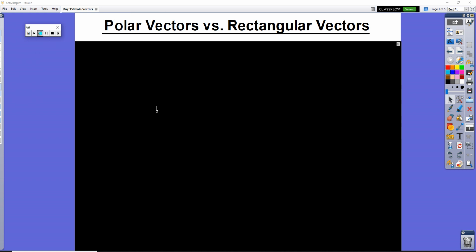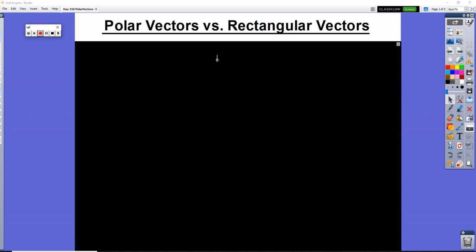In today's notes, we're going to take a look at one of the most challenging things in this chapter. I know it's only day 2, but this is the concept that we have to talk about today. We're going to take a look at the difference between polar vectors versus what we've been talking about, which are rectangular vectors.